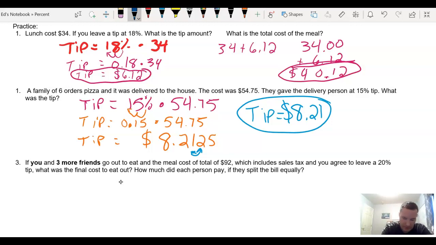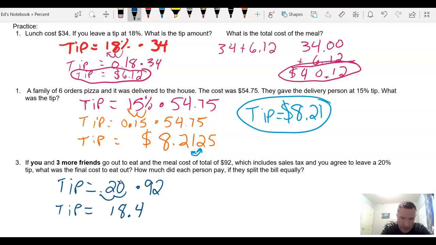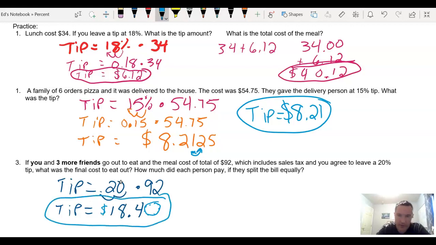So we're going to say, again, tip equals percent of a whole. So we're going to say 20%, which I'm going to move 2 spaces over, times $92. In this case, my tip is going to equal 18.4. Now, this is where you have to use some common sense. And you know that we're dealing with money. So you have to add that extra 0 to show it's 40 cents. So the tip is $18.40. Don't just write 18.4.